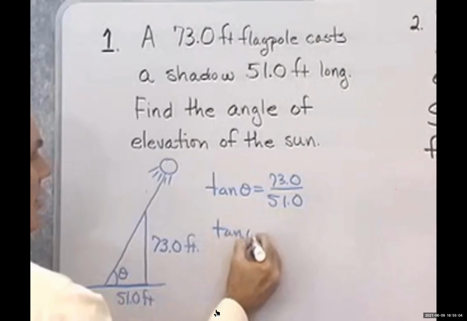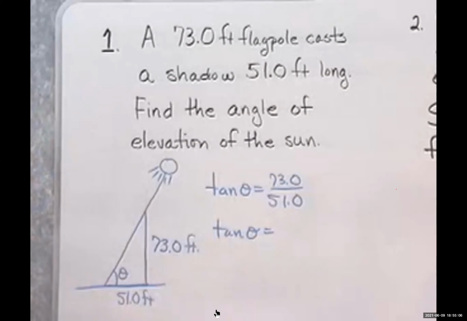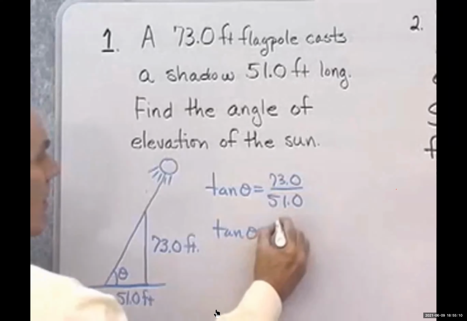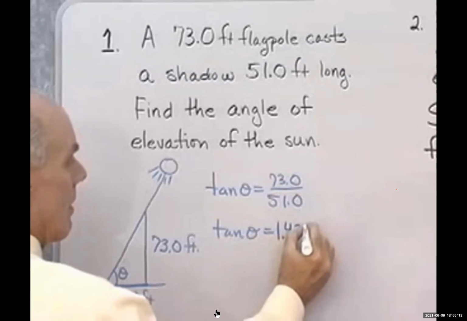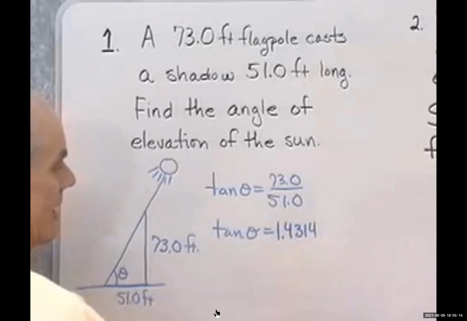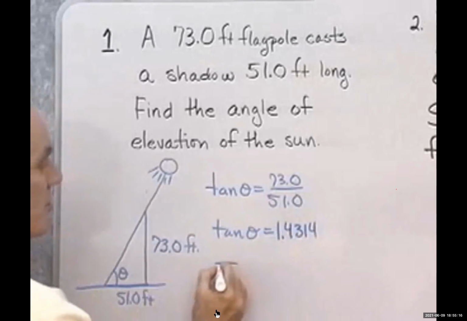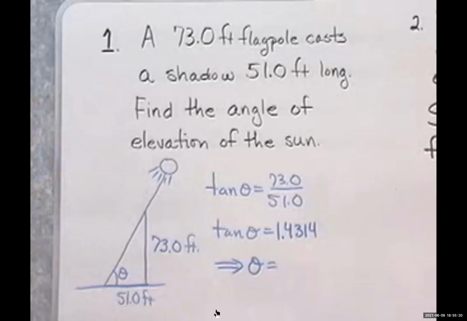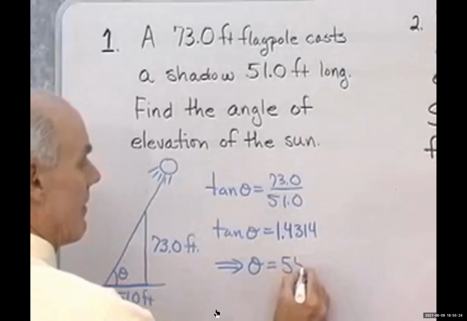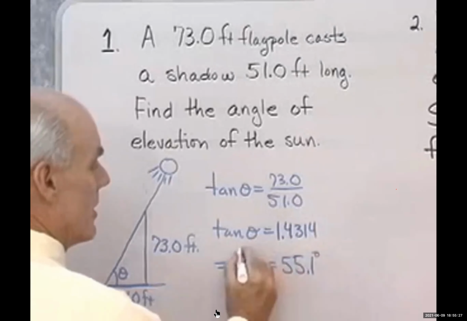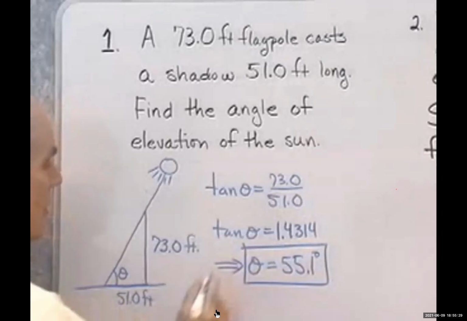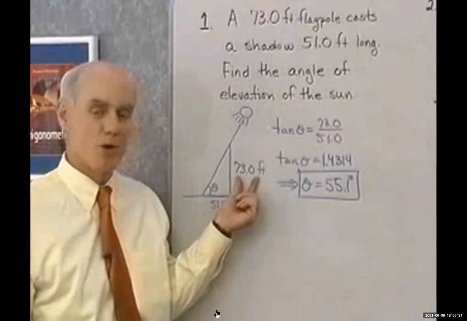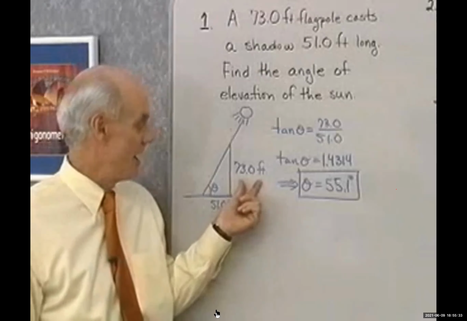That means the tangent of theta is, let's say I work this out on the calculator, 1.4314. And I'm just showing the first 5 digits of that. I use my inverse tangent function on the calculator to get theta equal to, and let's say I want to round to the nearest tenth of a degree, 55.1 degrees.